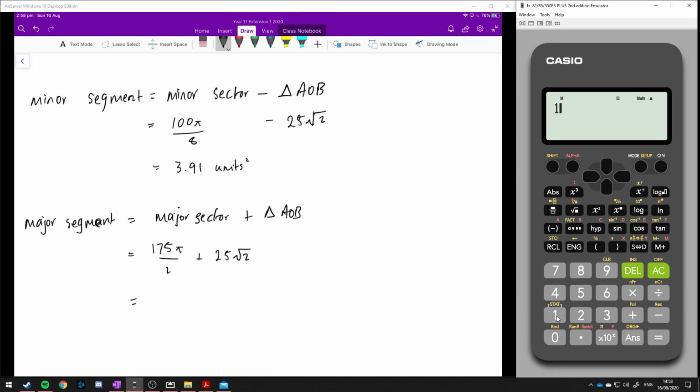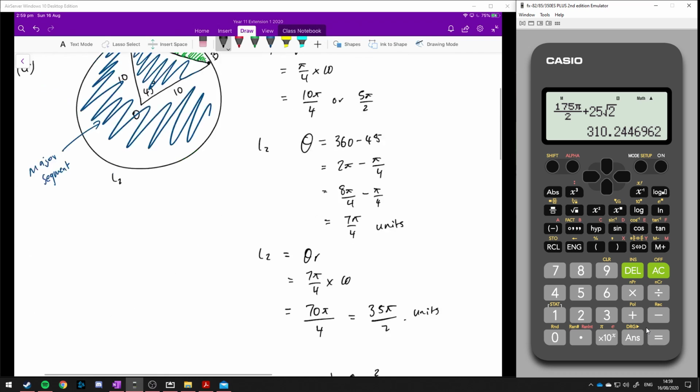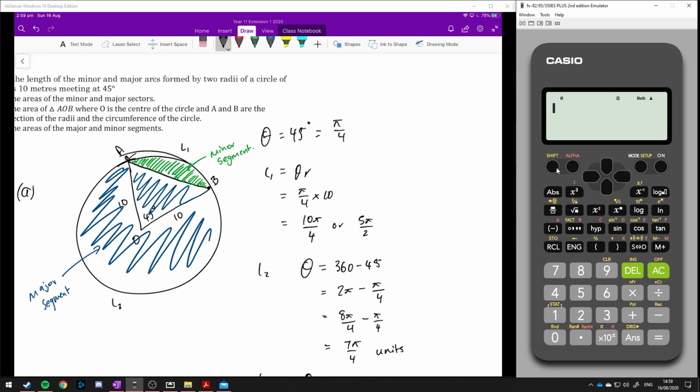And that should be equal to 175 pi over 2 plus 25 root 2, which is equal to 310.24. Now, just to double check to make sure that that is correct, the major segment and the minor segment should add up to the full area of the circle. So the full area of the circle is pi times 10 squared, which is 100 pi.